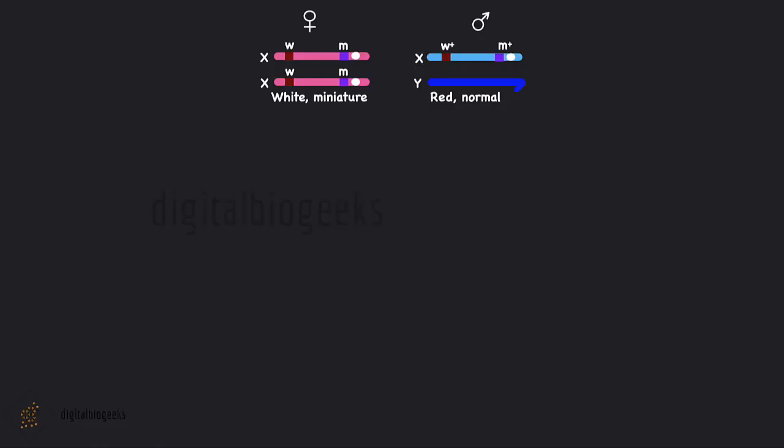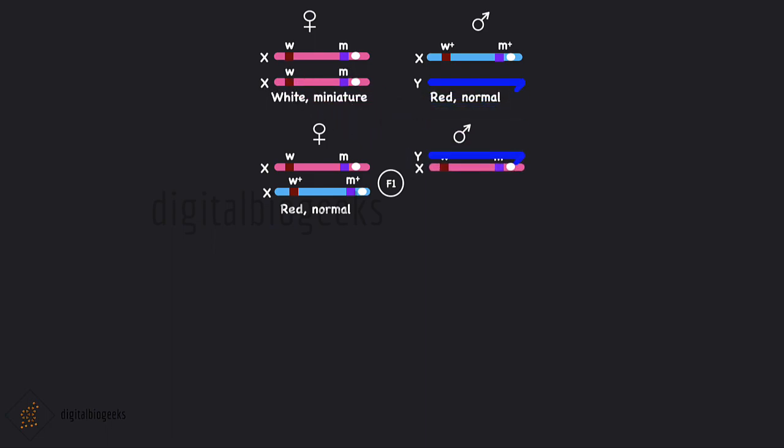To prove this, Morgan crossed one white-eyed miniature-winged female with a red-eyed normal-winged male. The alleles in the female were recessive with w for eye color and m for miniature wing. The alleles in the male were dominant with w plus for eye color and m plus for normal wing. The F1 generation he got were all wild-type females with red eyes and normal wings, and white-eyed and miniature-winged males.